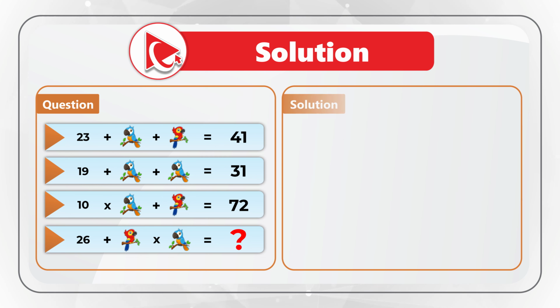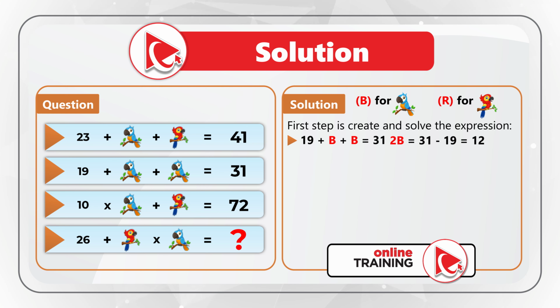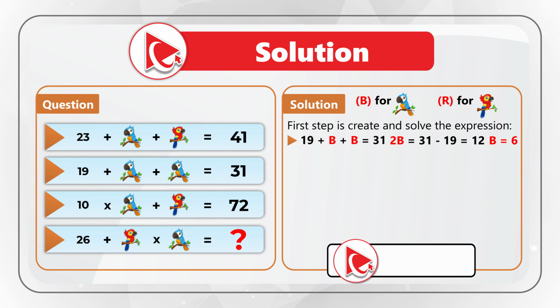We will use B for blue parrot, and we will use R for red parrot. So the first step here is to create and solve an expression. And the easiest one to solve is the second expression with 2 blue parrots. 19 plus B equals 31, which means that B equals 31 minus 19, which equals 12. Once we solve it, we see that B, blue parrot, equals 6.